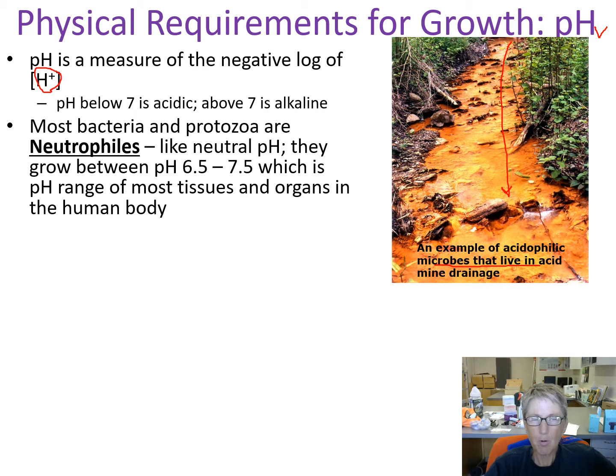Most bacteria and protozoa are neutrophiles. They like a neutral pH, and they can grow between 6.5 and 7.5 with an average of 7.0, which is a neutral pH. That's kind of the range of our pH. So our blood pH is 7.4, which is in that range.